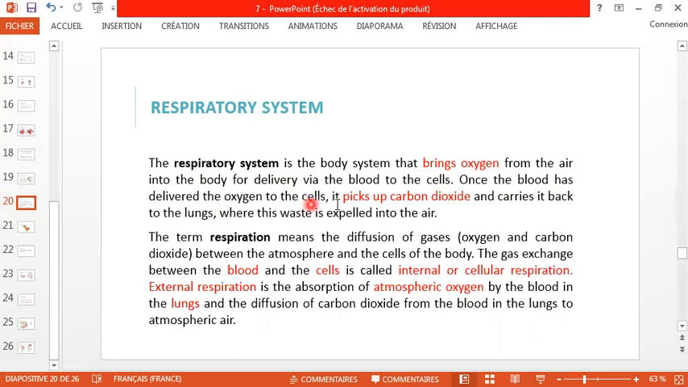Once the blood has delivered oxygen, it picks up carbon dioxide, and in the lungs this waste is expelled, is removed. Carbon dioxide is a gas, and it moves by diffusion, like oxygen, between the blood and the cells of the body. As I have explained previously in the blood circulation, there is diffusion of carbon dioxide from the blood in the lungs to atmospheric air. This exchange is called respiration, one type between cells and the blood and another between the lungs and the atmosphere.